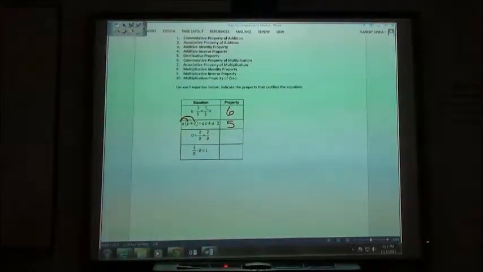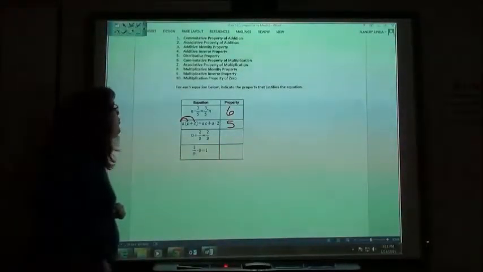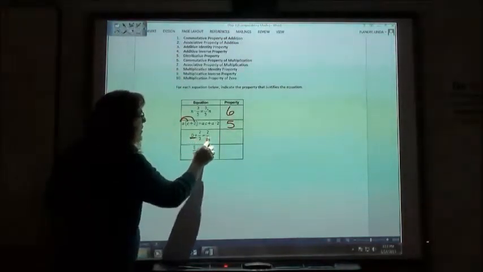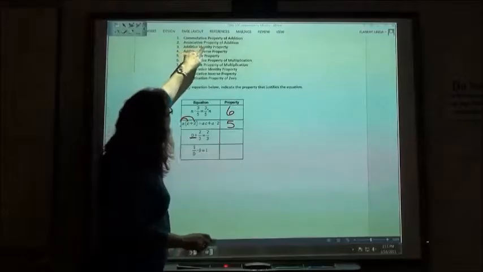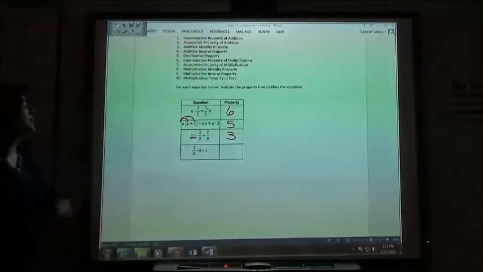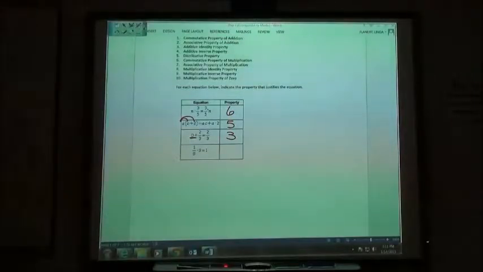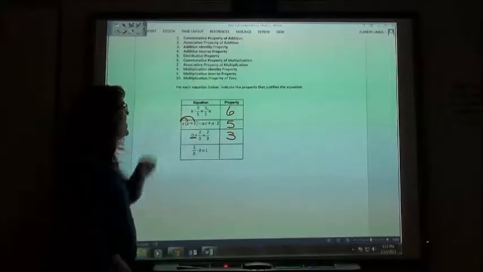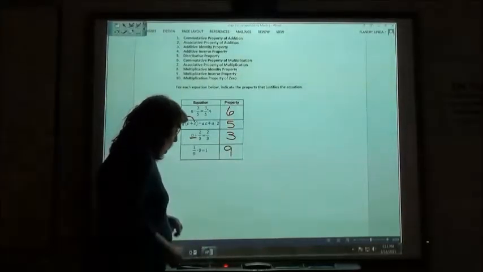The next one, 0 plus 2/3 equals 2/3. I know it's one of the first 4. I added 0. It didn't change my value. That's my additive identity, number 3. And there's that one with the reciprocal again. 1/9 times 9 equals 1. That's my multiplicative inverse, number 9.